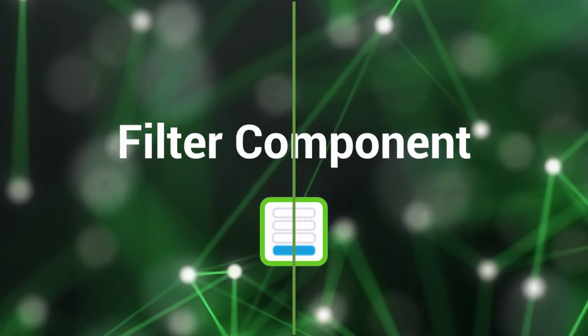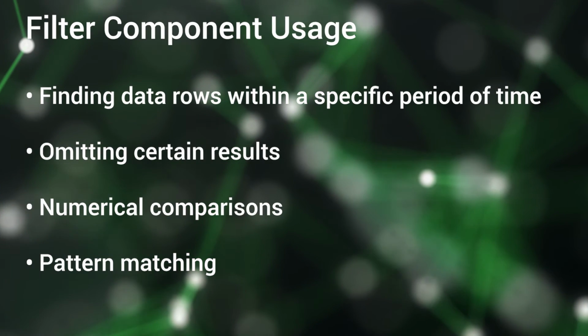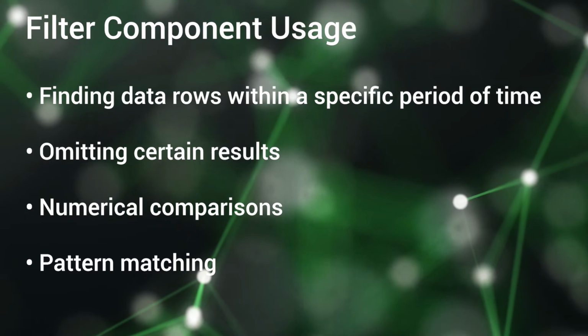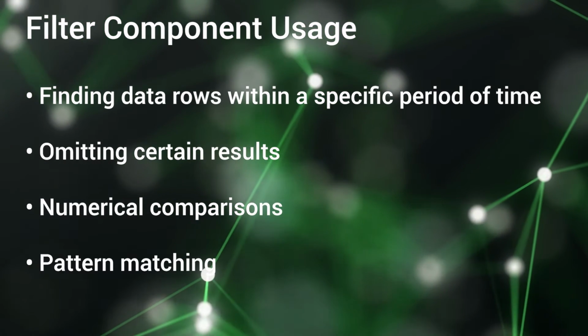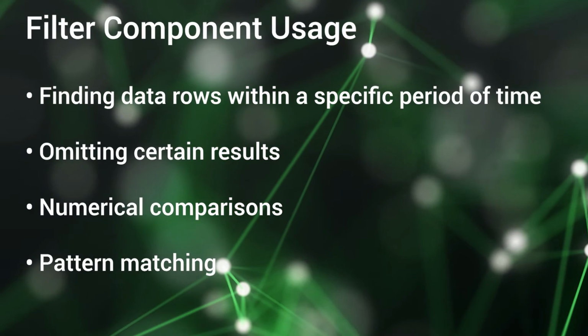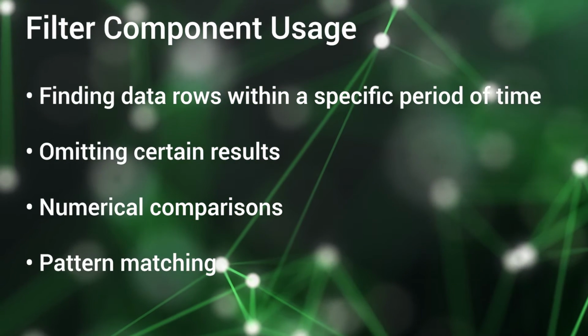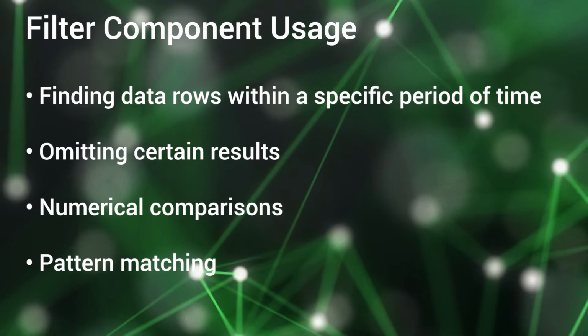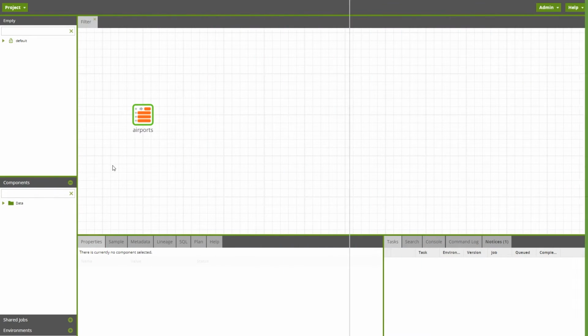using Matillion ETL. The filter is a versatile and powerful component and is similar to a where clause in SQL, used for narrowing down your data for viewing and analysis. You can use a filter for a number of purposes, such as finding data rows within a specific period of time, omitting certain results, numerical comparisons, and pattern matching. For this example, we want our subset of data to only include rows of data for airports that do not have a blank or null value, and also have a state code of AZ.